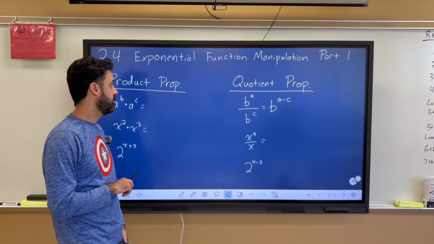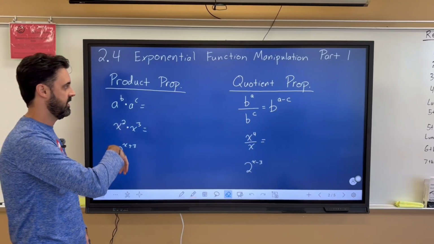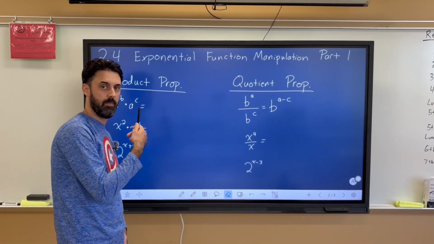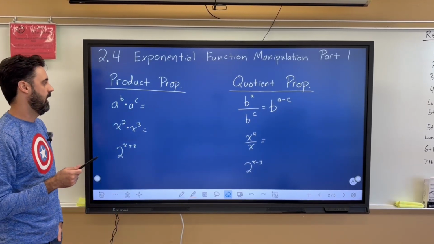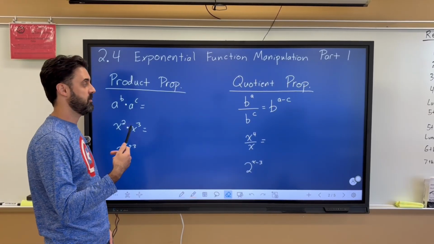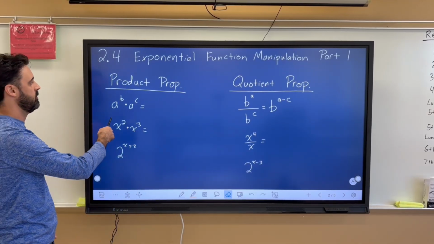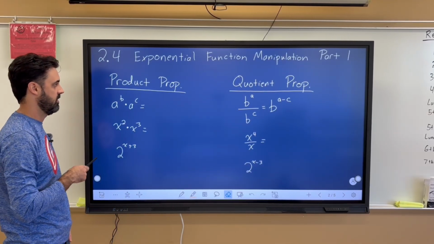Okay, section 2.4, exponential function manipulation. We're going to start this lesson off by reviewing some properties from Algebra 1 and Algebra 2 that showed up not only in those classes, they show up in this class, they show up in future math courses as well as the SAT. So definitely one that we want to make sure that we're strong on here.